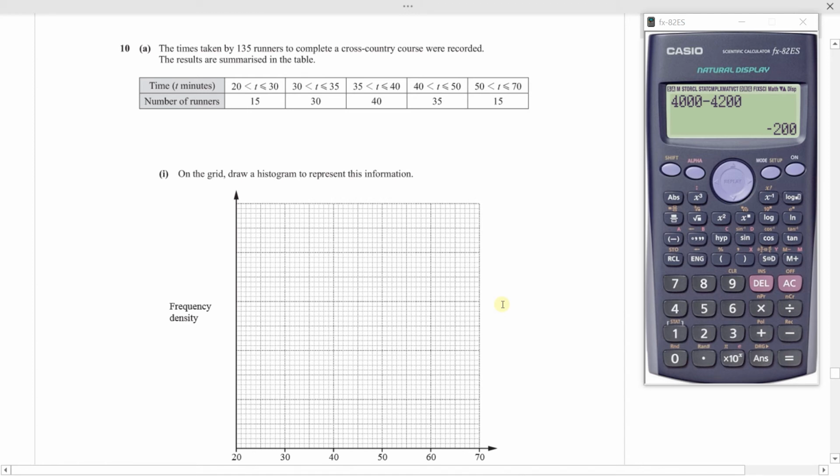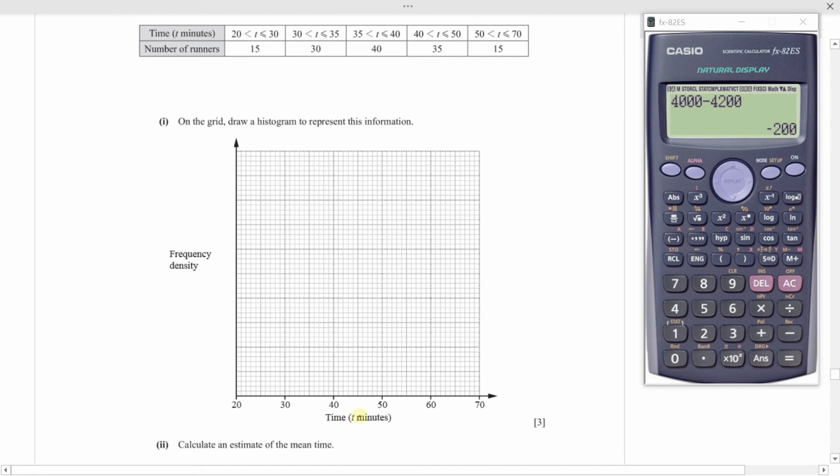Question number 10: the times taken by 135 runners to complete a cross-country course were recorded. The results are summarized in the table below. So you have time here in minutes and number of runners is the frequency. So you have 15 runners that took between 20 and 30 minutes to run, and 30 runners who took between 30 and 35 minutes. 40 runners took between 35 and 40 minutes, and so on. So the first part is: on the grid, draw a histogram to represent this information. So on the y-axis, you have frequency density, and on the x-axis, you have time t in minutes.